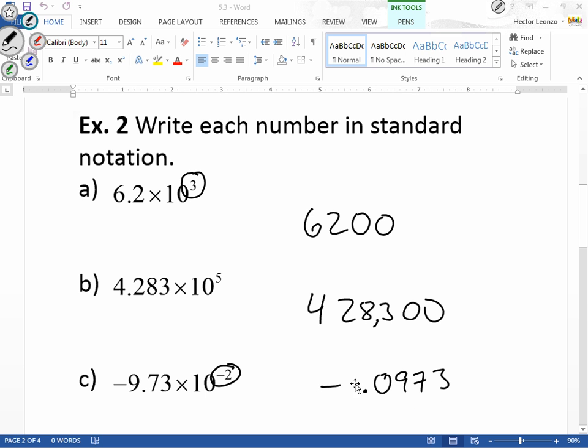But when it comes to decimals, we do like to start with the number. So you might have negative 0.0973. Mathematically, both of them are correct.